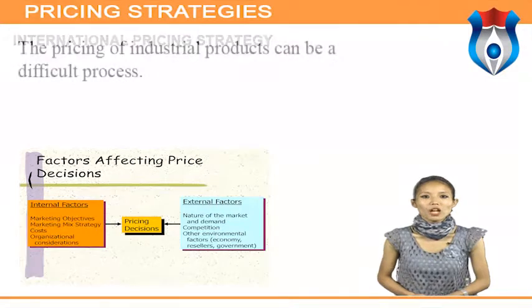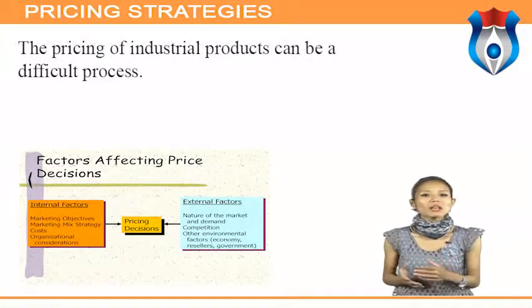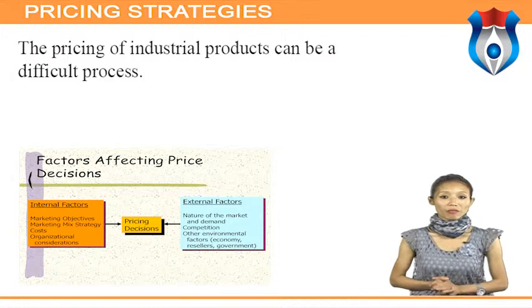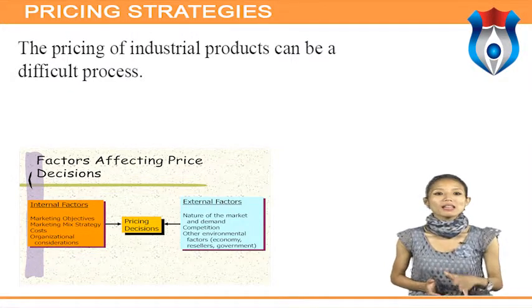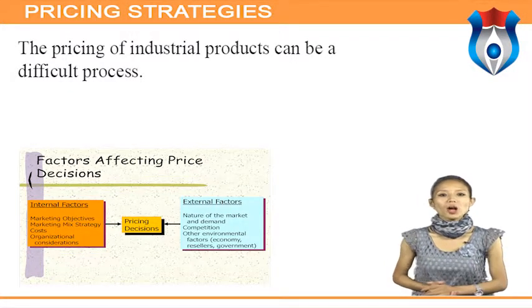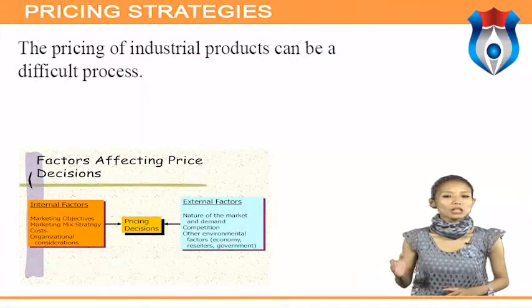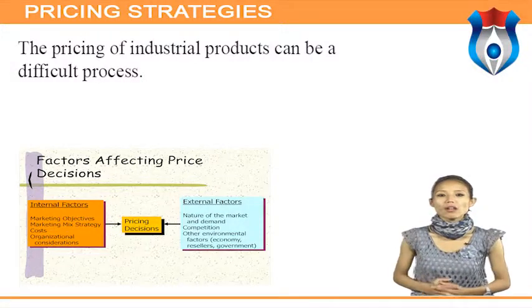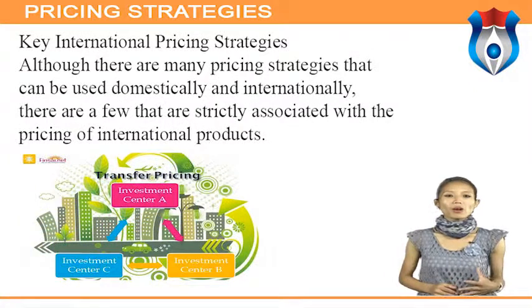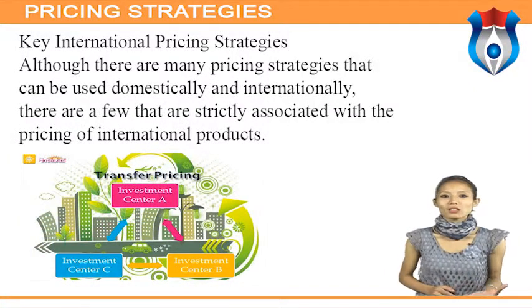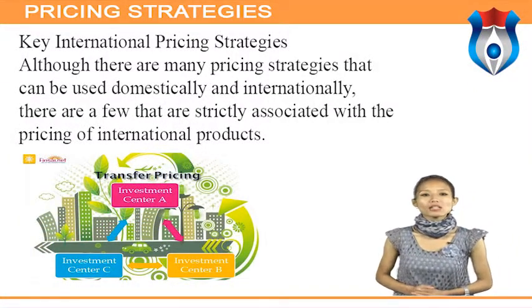Let's continue. The pricing of industrial products can be a difficult process. There are many factors that affect the pricing professional's decision to select a pricing strategy. To further complicate matters, the world's national economies are becoming increasingly interdependent and more global in scope. The increased internationalization of these economies adds an additional level of competition from which companies can benefit. Although there are many pricing strategies that can be used domestically and internationally, there are a few that are strictly associated with the pricing of international products.